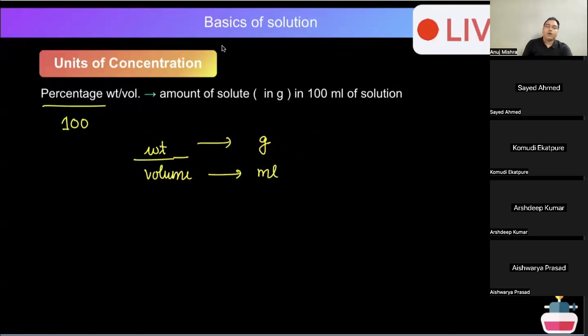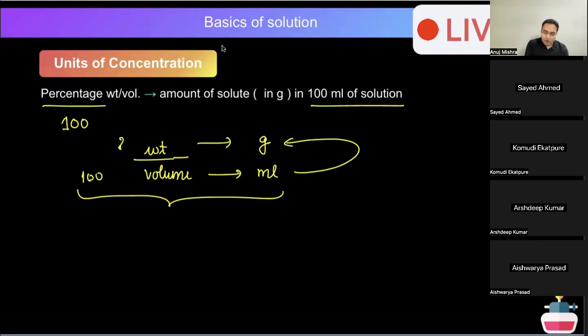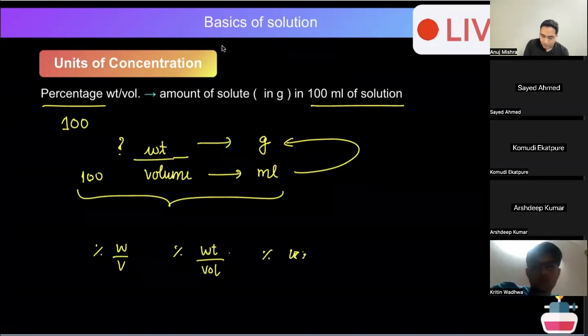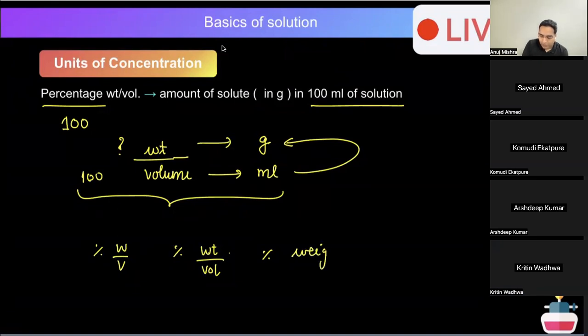Clear up to this? So percentage weight by volume is defined as: in 100 ml of solution, how many grams of solute is present? Read it one more time. 100 ml of solution, how many grams of solute is present is known as percentage W by V, or percentage weight by volume. It is written in different ways, so I'm mentioning all possible ways in which you can find this question.